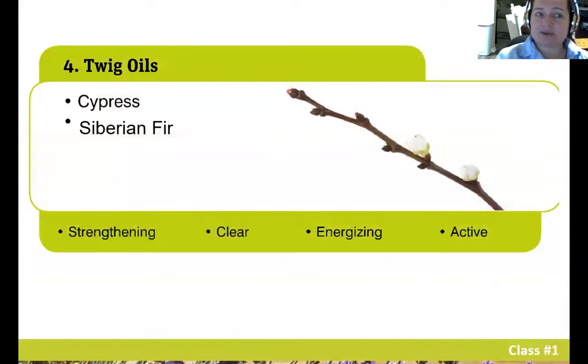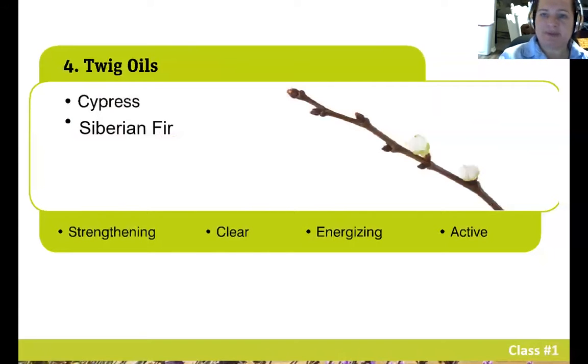All right, let's talk about twig oils. We have cypress and Siberian fir. They're very strengthening. Remember, they are support for the leaves and flowers. Clear, energizing, and active. And I would like to talk about Siberian fir today. Cypress is great for bruises. If your child bumps their head and they have a big old bruise or bump, this is great layered with correct X. But it's also great if you have bedwetting, that kind of problem.